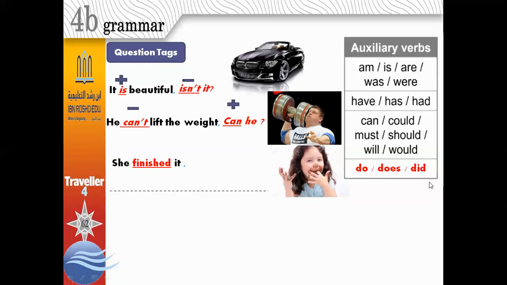do, does, did. So look at the verb here, finished. We add ed, so the verb is in the past. In the past, we use the auxiliary verb did. Finished is affirmative, so the auxiliary verb you need is didn't, which is an auxiliary verb but negative. Didn't she? She finished it, didn't she? Okay.